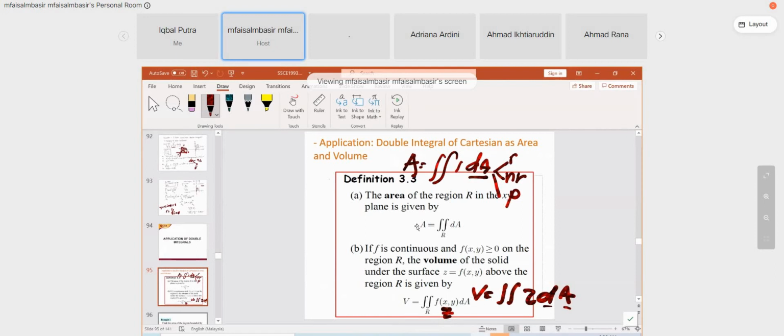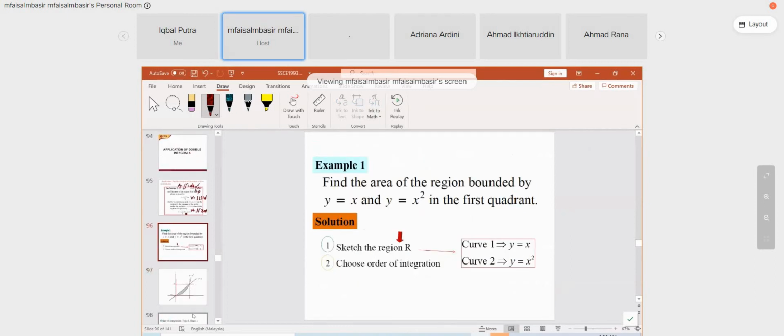Another one is for triple integral, next chapter, chapter 3, part 2. Volume will be triple integral 1 dV. For triple integral, the minimum should be volume, no area. Okay, this is just an example that we have learned.